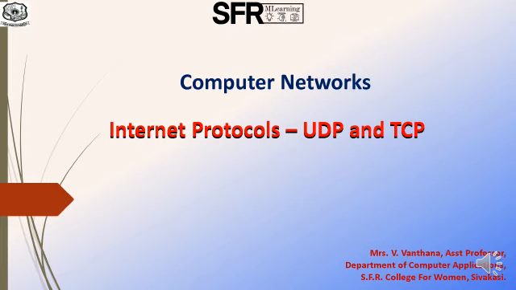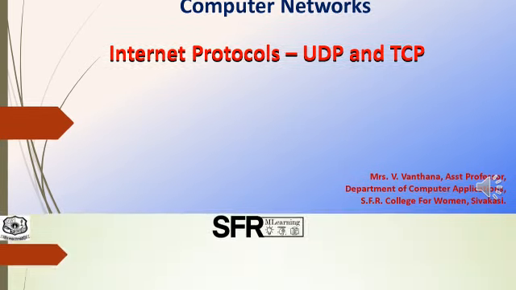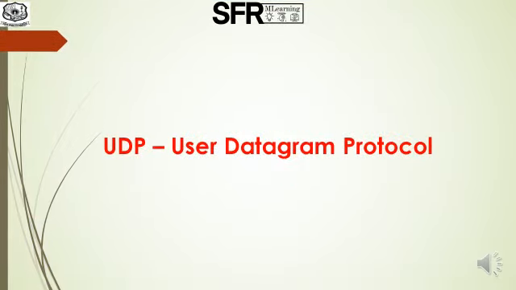Now, I'm going to take you through a lecture on the topic Internet Protocols, UDP and TCP. These two protocols run in the transport layer of our OSI model. First, we are going to see briefly UDP, that is User Datagram Protocol.